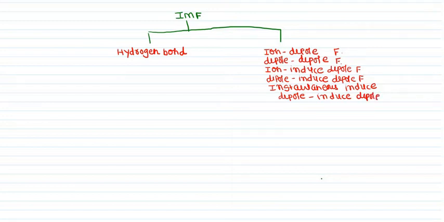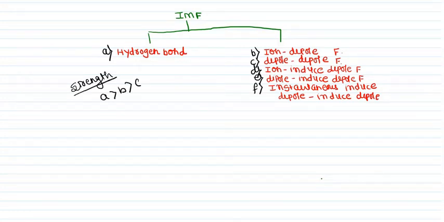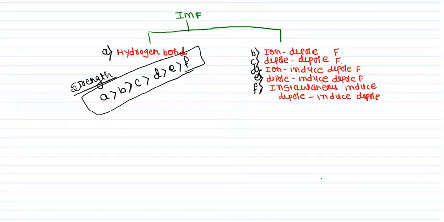I am telling you this, children, because we label them A, B, C, D, E and F. The strength to break a bond is like this: A is the strongest, then B, then C, then D, then E and then F. This will come up many times. For now, remember the intermolecular forces: hydrogen bond, ion-dipole, ion-induced dipole, dipole-induced dipole, instantaneous induced dipole force. Okay, let us go ahead.